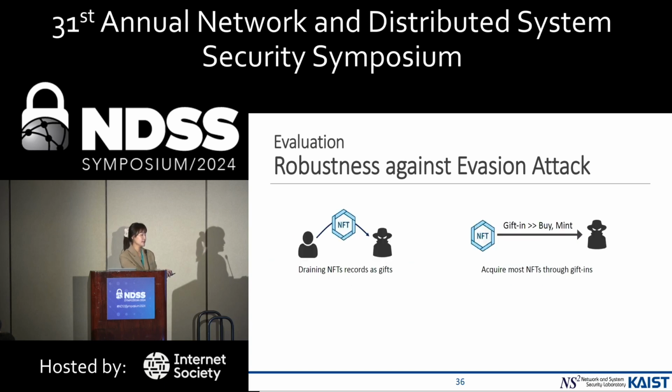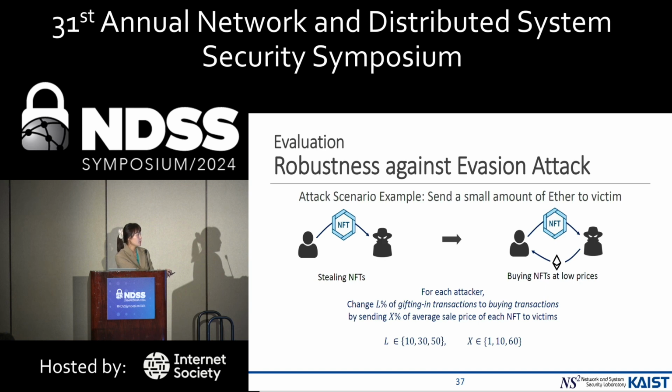As I mentioned earlier, draining NFTs are recorded as gifts on the blockchain. So they acquire most NFTs through gift, which is the key characteristic of them from their definition. However, what if they sent some Ether to the victims when they steal NFTs? To simulate this attack, for each attacker, we change some of their gifting transactions to buying transactions by sending some Ether to the victims.